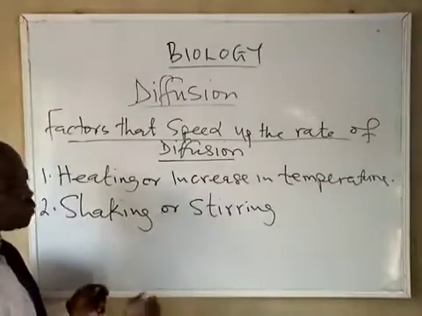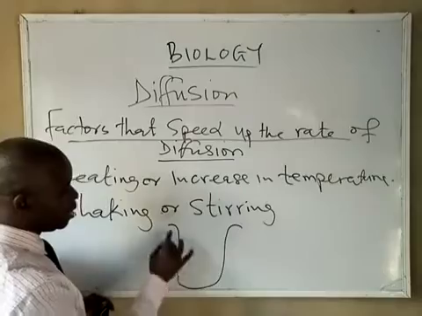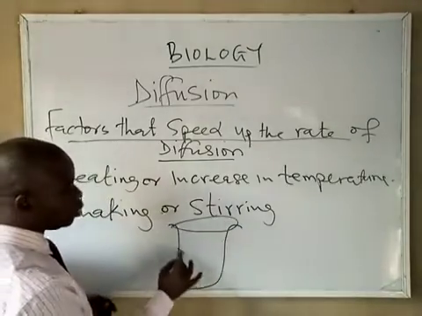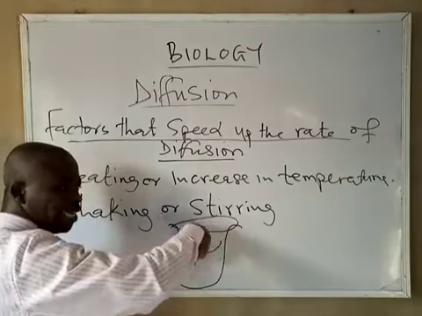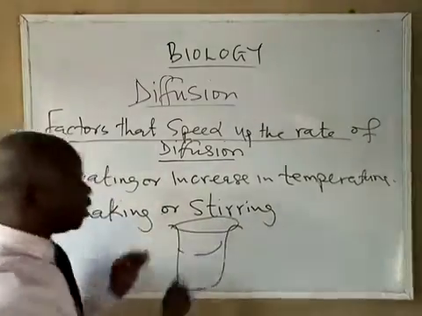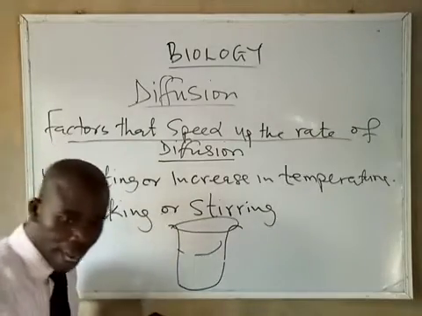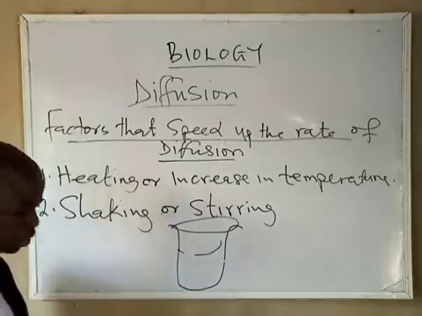Stir it. If you introduce a spatula to stir the substance as it is there, then the diffusion will be very, very fast. Or you take the whole substance and still you shake it together. It could increase the rate.